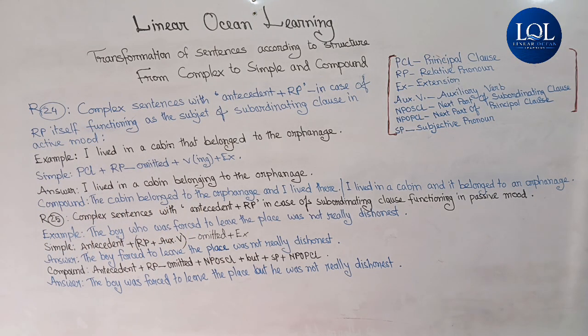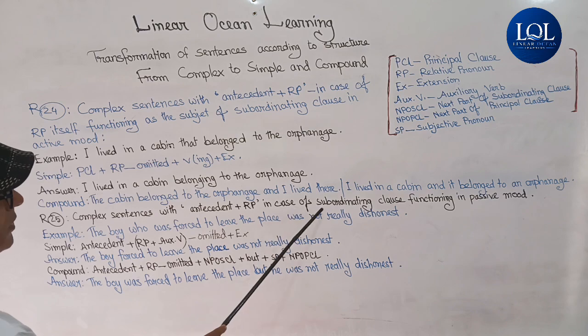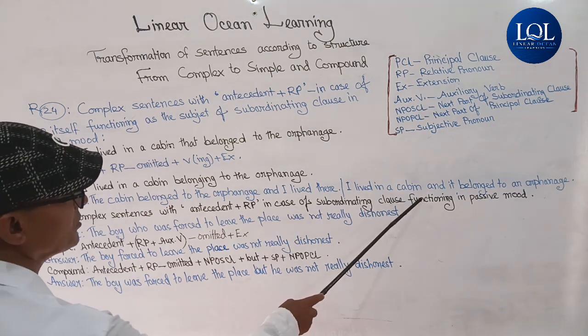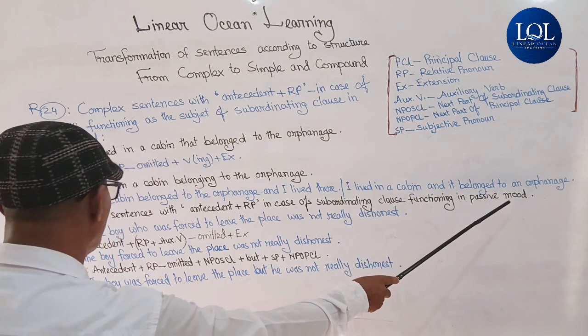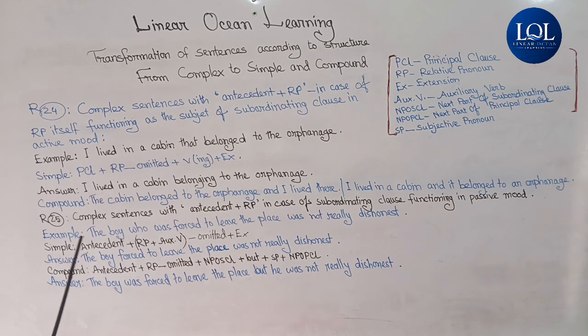Rule 25. Complex sentences with antecedent plus RP in case of subordinating clause functioning in passive mood. Example, the boy who was forced to leave the place was not really dishonest. Here, who was forced to leave the place is the subordinating clause and it is in passive mood.